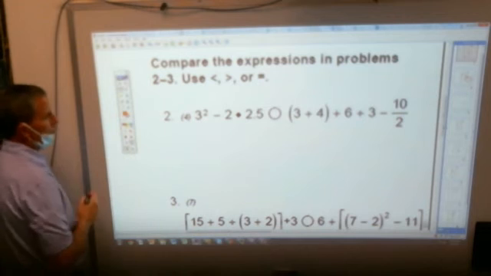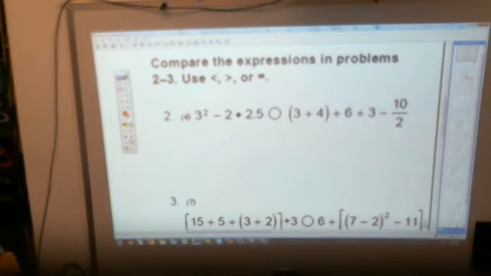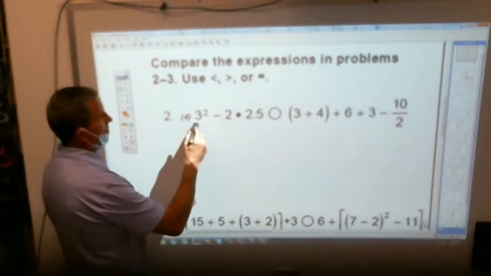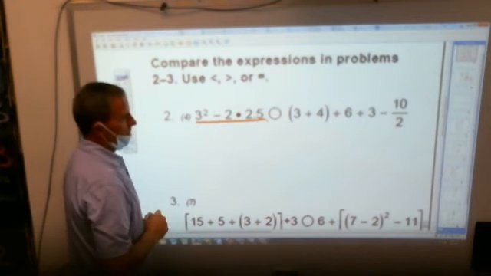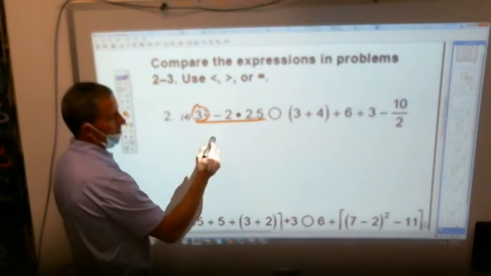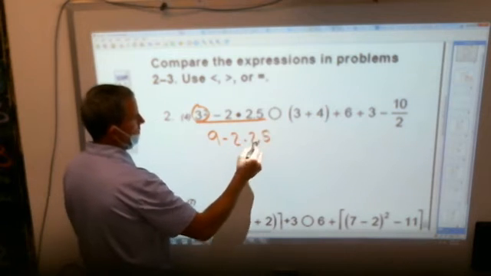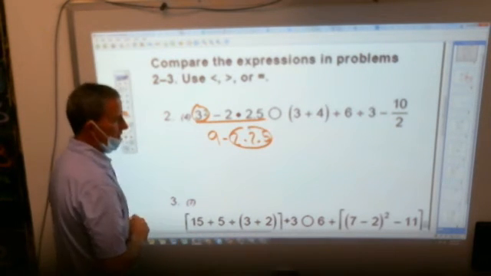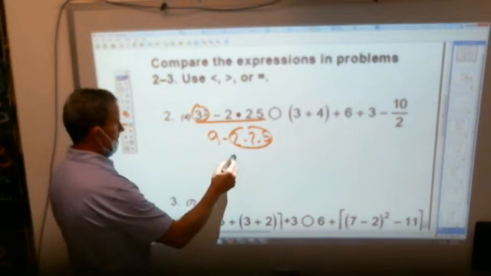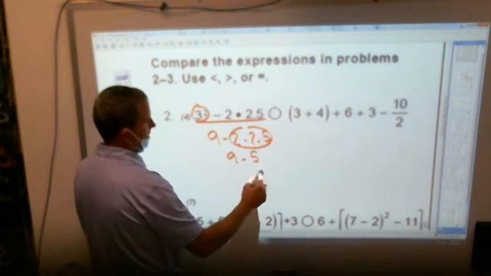Oh boy. So they throw a lot of order of operations at you, Maddie. Let's do this side first. What do I have to do first? Exponents. 3 squared is 9. 9 minus 2 times 2.5. Then you have to do multiplication, which this is. What's 2 times 2.5? 5. And 9 minus 5 is 4.